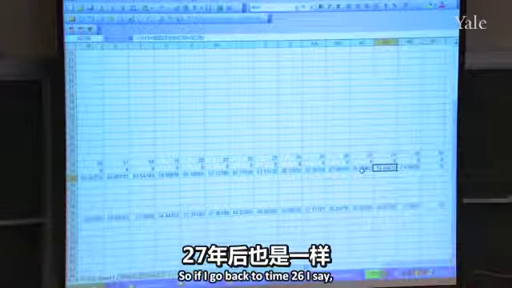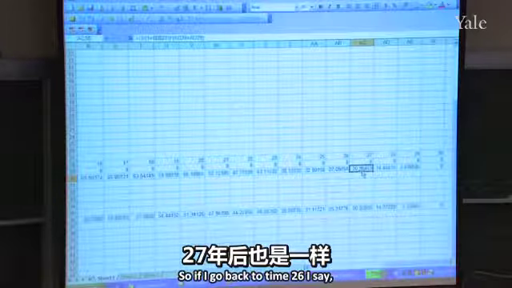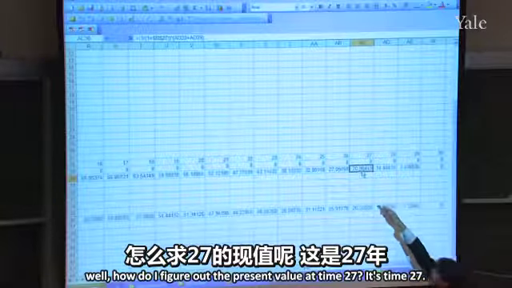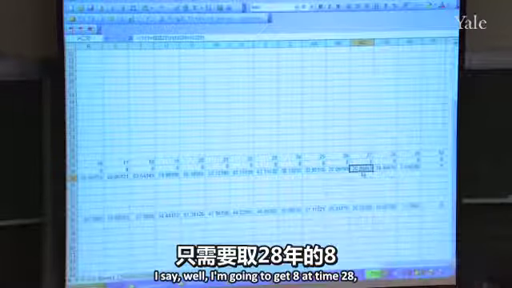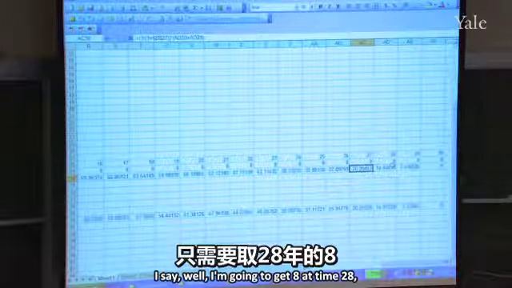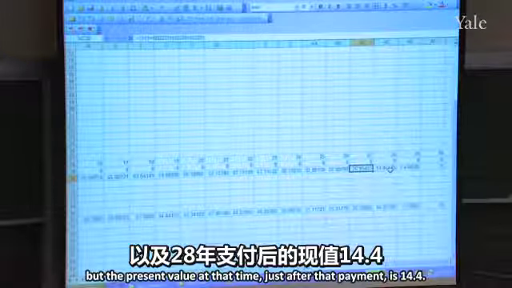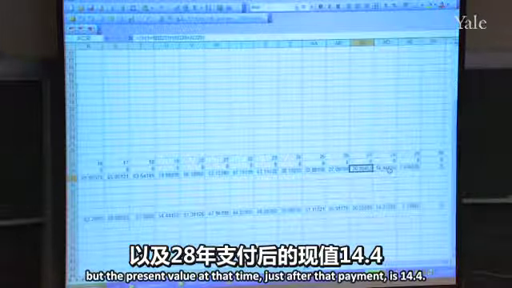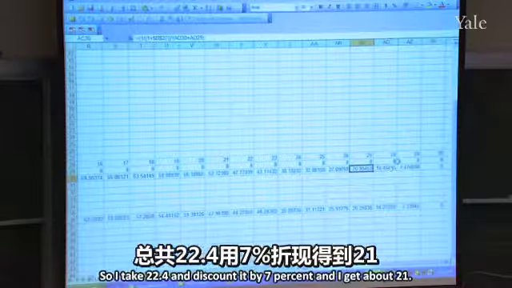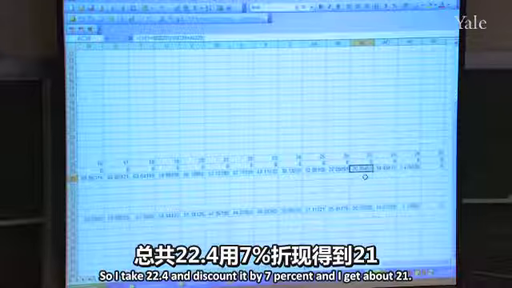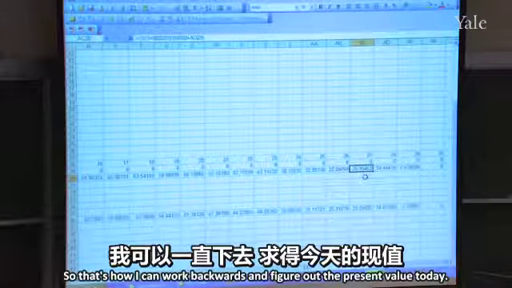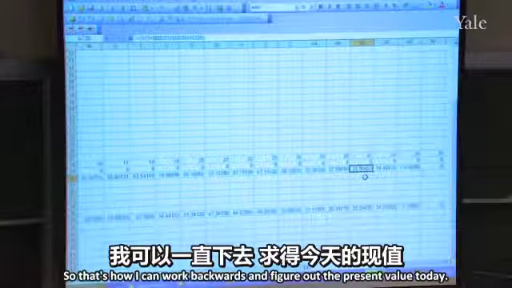If I go back to time 26, I ask how to figure out the present value at time 27. I'm going to get 8 at time 28, but the present value at that time, just after that payment, is 14.4. So I take 22.4 and discount it by 7%, and I get about 21. That's how I can work backwards and figure out the present value today.